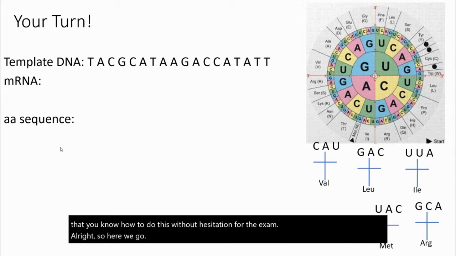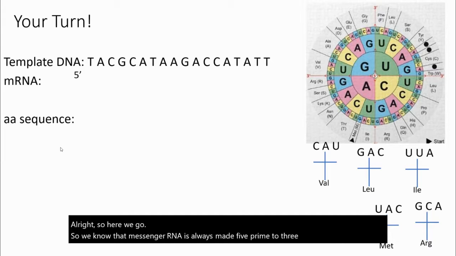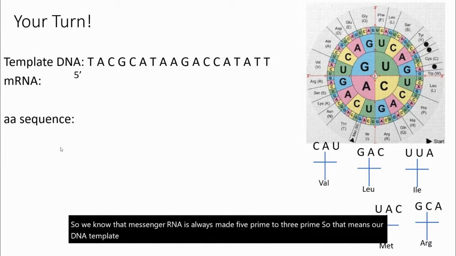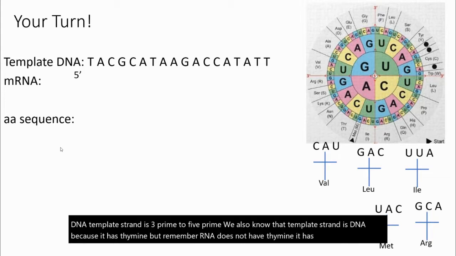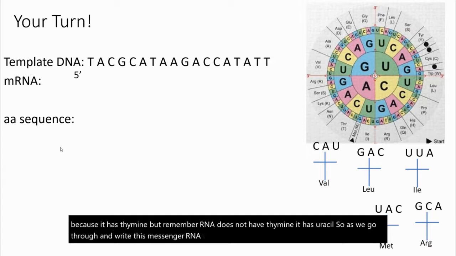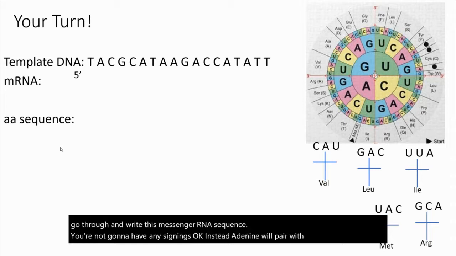We know that messenger RNA is always made 5' to 3', so that means our DNA template strand is 3' to 5'. We also know that the template strand is DNA because it has thymines. But remember, RNA does not have thymine, it has uracil. So as we write this messenger RNA sequence, you're not going to have any thymines. Instead, adenine will pair with uracil.